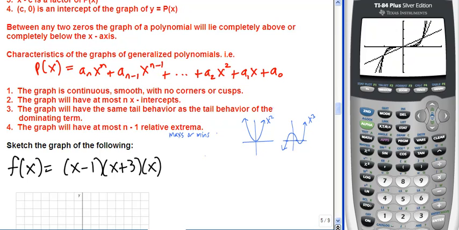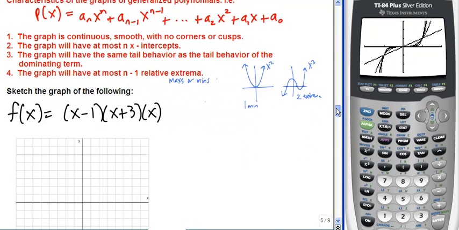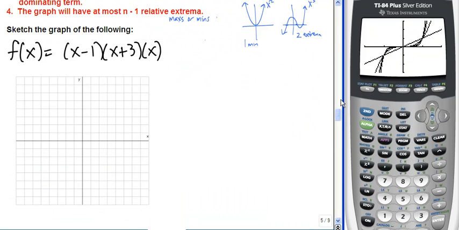And how many maxes or mins does it have? It has one max and one min, so a total of 2 extrema, which is one less than the power. And this one had one min, which was one less than the power. So that's what this statement number 4 means. You're going to have at most one less max, min, extrema total than what your degree was. So let's take a look at some more complicated examples.